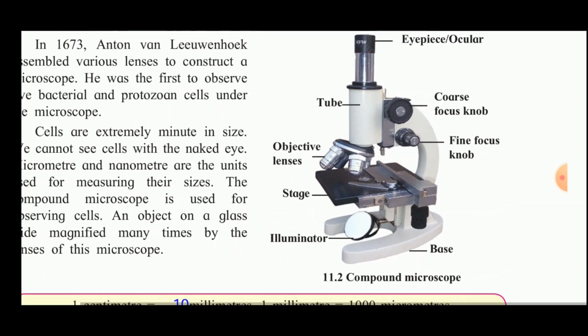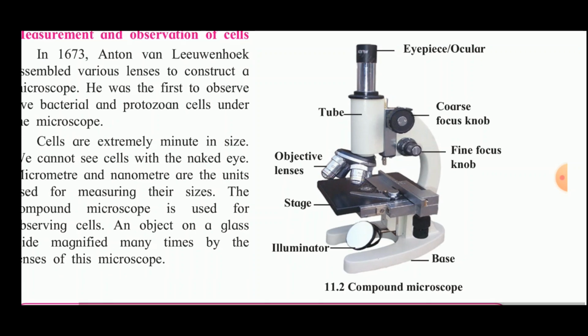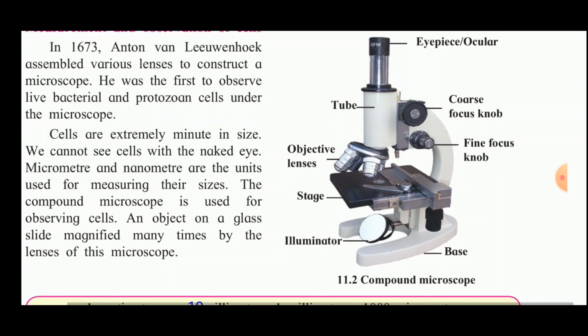Here you can see the compound microscope shown in the figure. It consists of the base, then the illuminator which is the mirror, then the stage on which the slide which has to be observed is kept, then the objective lens which is near the object. With the help of this fine focus knob you can adjust the lenses and focus on the object. Then the coarse focus knob is there, then this is the tube and eyepiece or the ocular. Through this eyepiece lens we can see the image of the object.